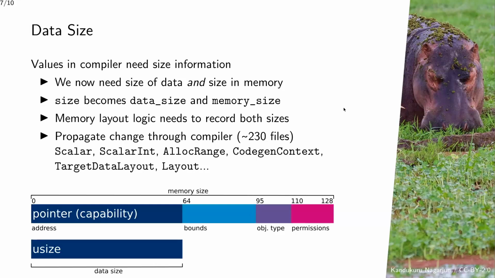This is a conceptually quite simple change, but in practice it touches a huge amount of the compiler, and it's been quite a lot of the work that we've done. By a rough count, this touches about 230 different source files, and there's a quick and incomplete list of important data types inside the compiler that this affects, and there's quite a few of them. This was quite a lot of work to implement.